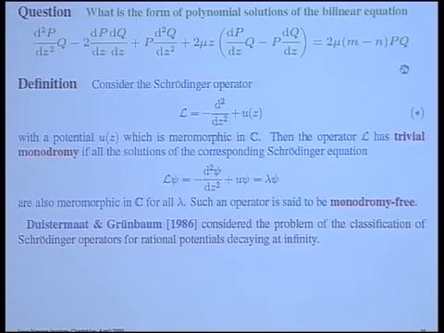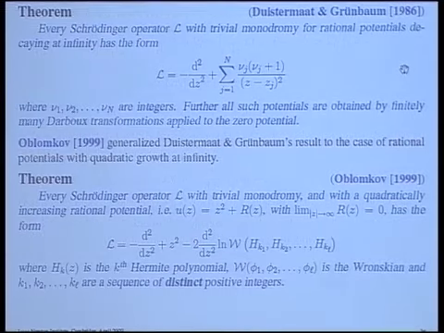And Duistermaat and Grunbaum considered the classification of Schrodinger operators for rational potentials which decay to infinity, and they got this result that if the potential had to decay to infinity, it had to take this particular form, where the nu_j are integers, and you can have these poles at these z_j. These are the only operators with decaying potentials which have trivial monodromy.